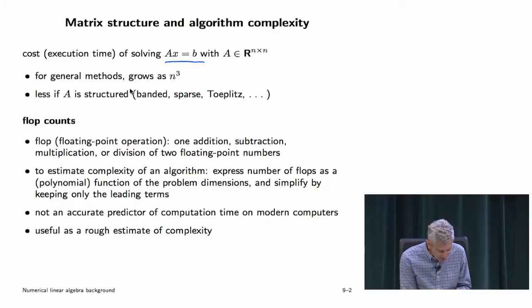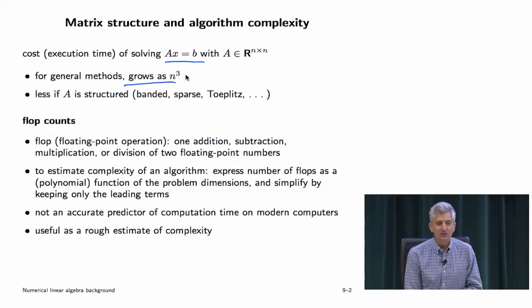Other structure would be sparsity. That would be that A has a lot of zeros. One definition of sparsity goes something like this. It's a matrix that has enough zeros that it's worth your while to take advantage of it. That's some 1960s definition. It's a perfectly good definition. So general methods, it says that these things grow like n cubed.